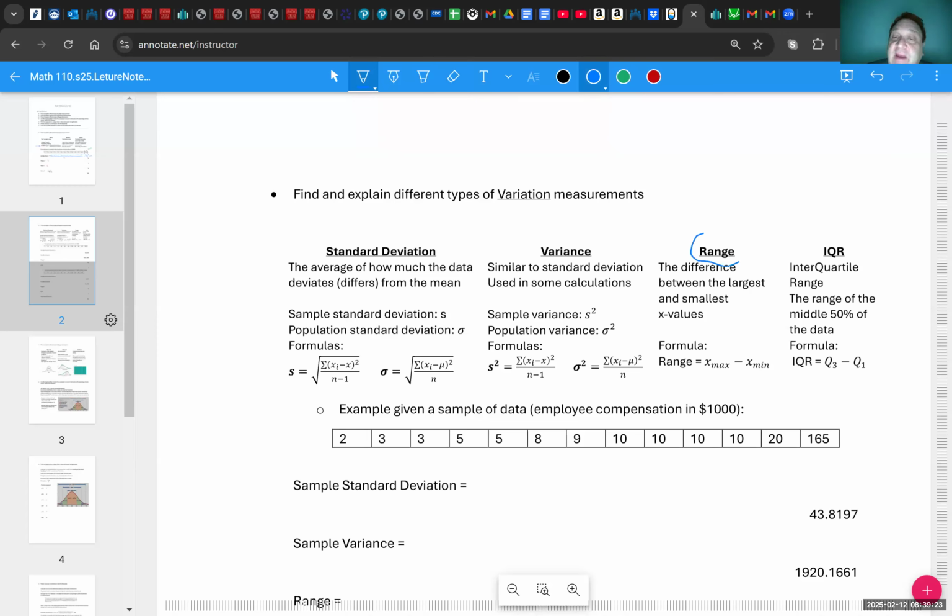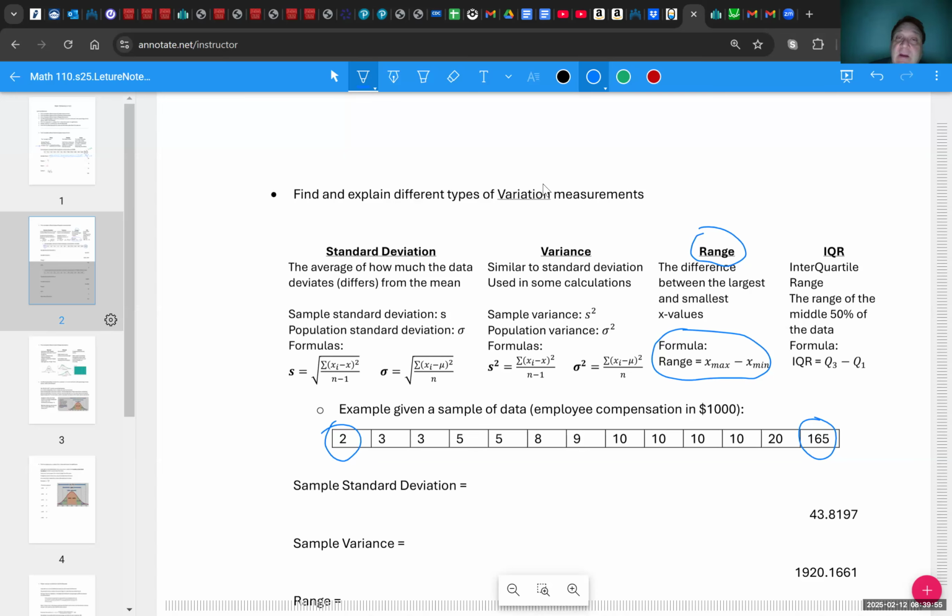All right, the next type of variation is called range. Range is pretty easy to find. You just look at the biggest value of X and the smallest value of X, and you subtract them. You're looking at how far you go from the smallest to the biggest. Subtracting is basically finding a distance. So from 2 all the way up to 165, if I subtract those two numbers, 165 minus 2, I get 163, which is how far I go from 2 to 165, and 163 is what we call the range. It's basically the distance between the very smallest and very largest of the X values.